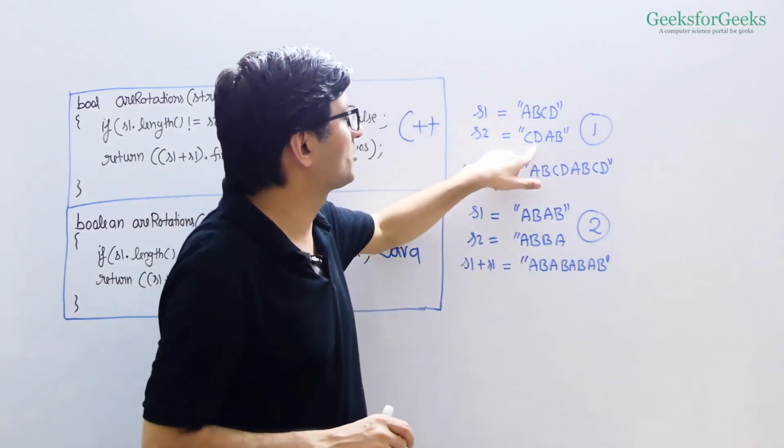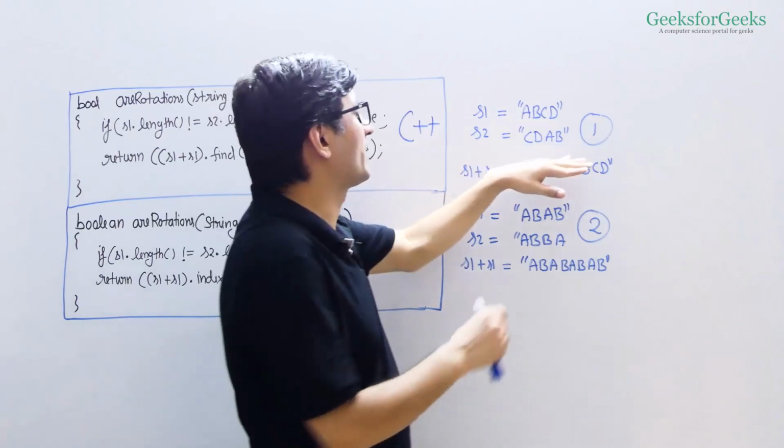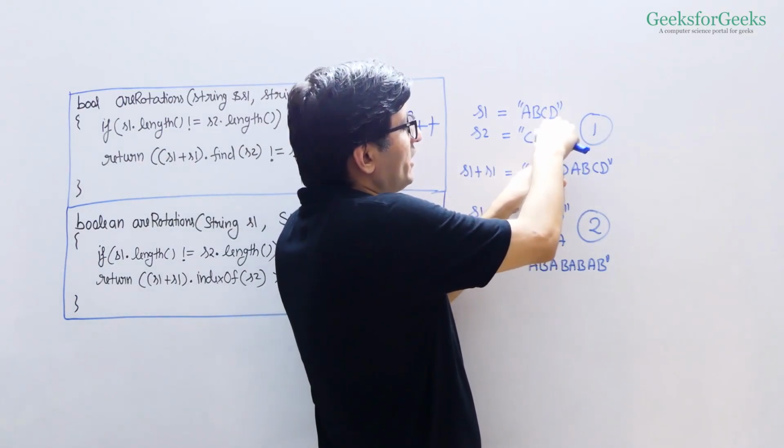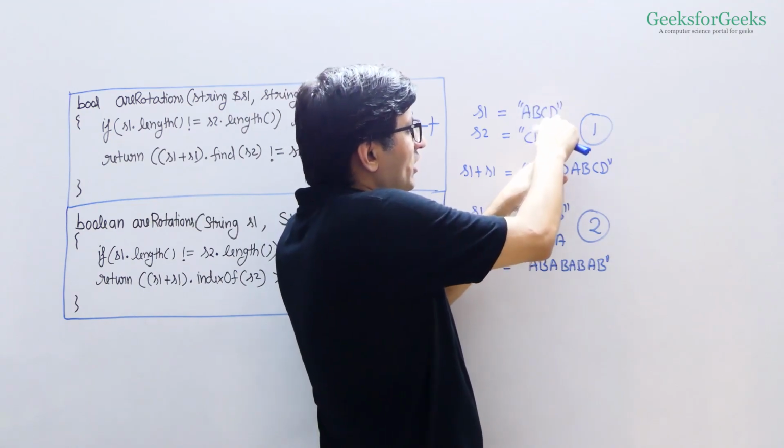For example, if I want to search this in this, I can search C here, and then I can match D, and then it's the end of S1, so I'll go in a circular way.